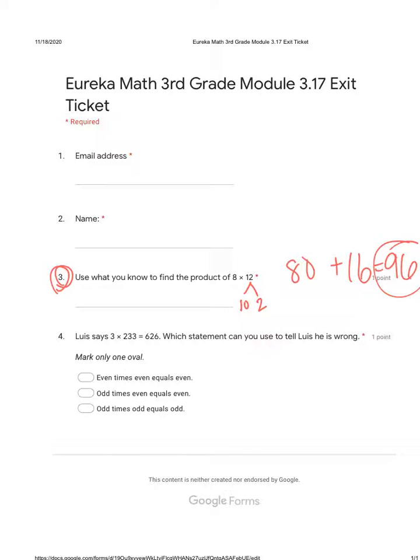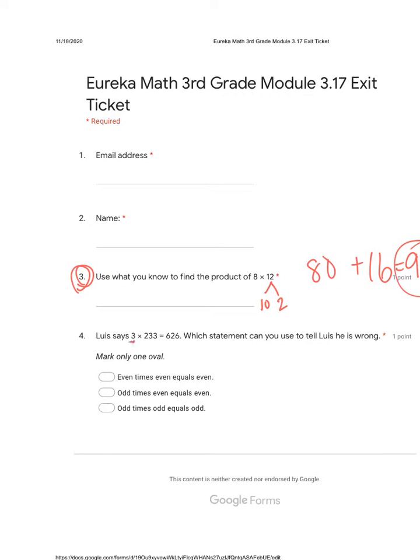Now our next question, Lewis says 3 times 233 equals 626. Which statement can you use to tell Lewis he is wrong? So let's mark one oval. Even times even equals even. Odd times even equals even. Odd times odd equals odd.